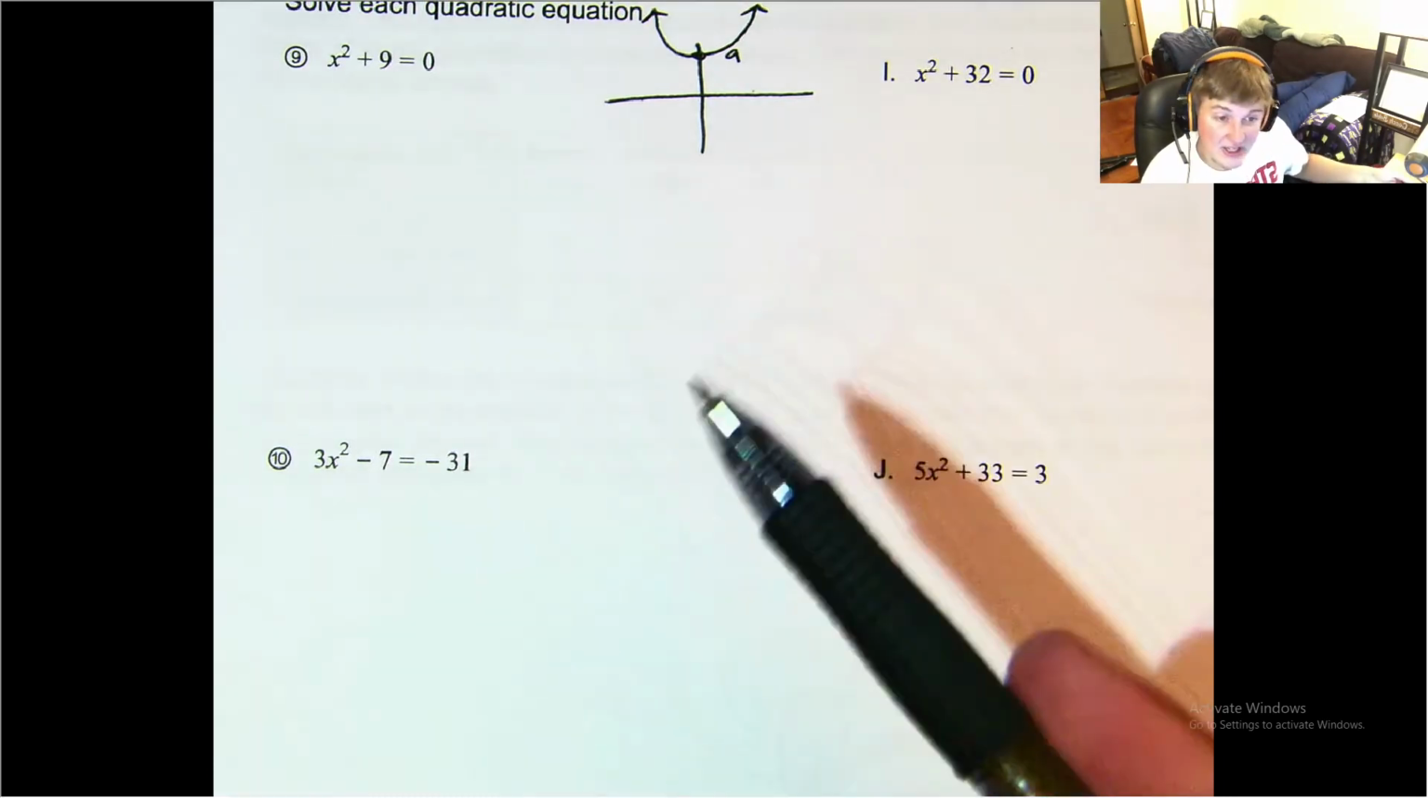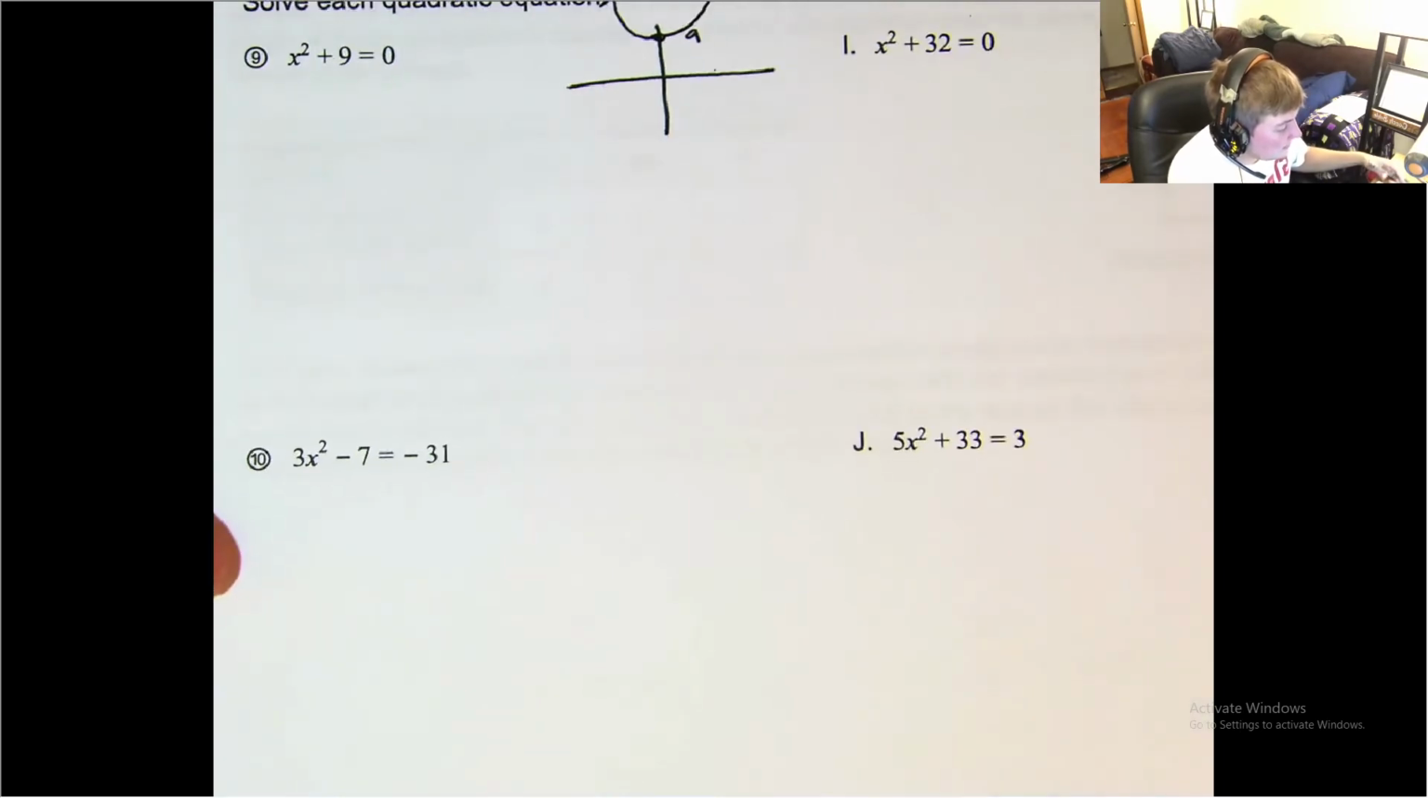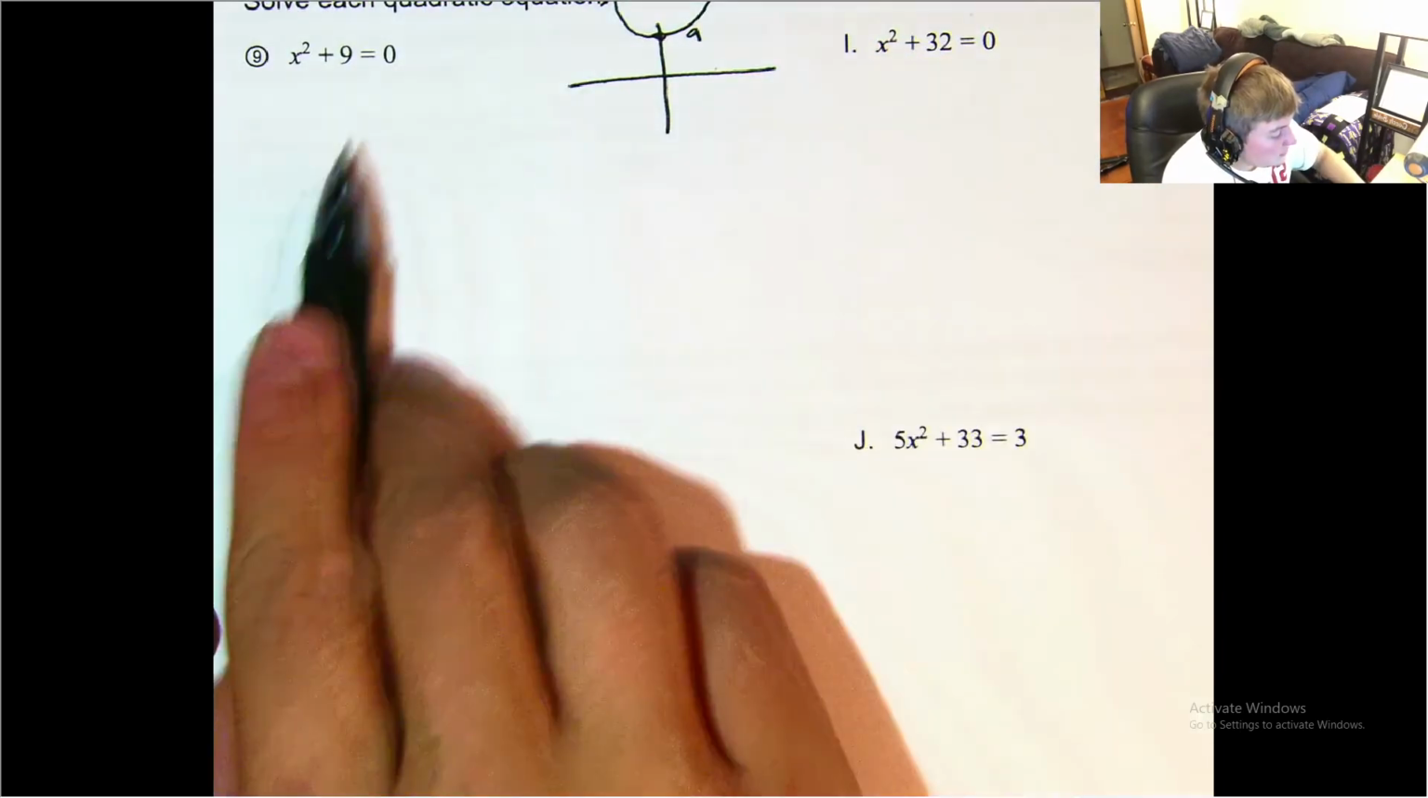Well, as you can see here, this graph doesn't cross the x-axis and never will cross the x-axis. It's still going to open up. This is where we can get our complex answers. This is where we are going to have solutions to an equation that otherwise wouldn't. So let's go ahead and see what this looks like. So our rule of thumb here is, set it equal to 0 and factor.